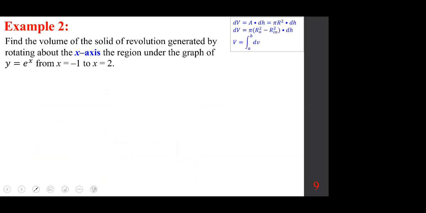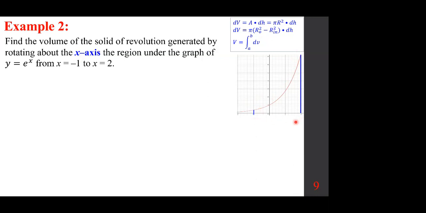What about this one? Again, the function of y equals e to the power of x from -1 to 2. So let's quickly graph. Okay, from -1 to 2. This is what we want, right, class? So it's between that, and we want to revolve it about the x-axis. So under that, between -1 and 2.